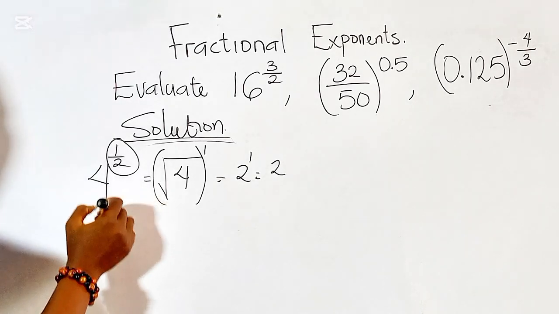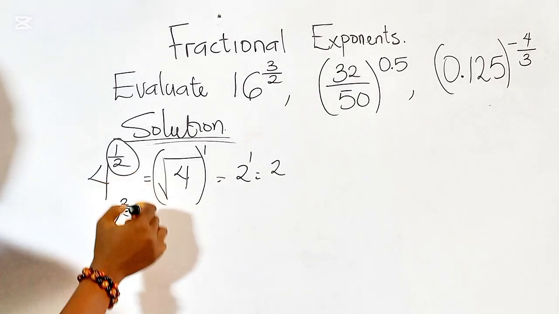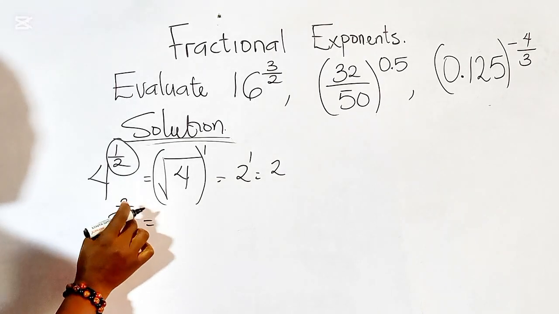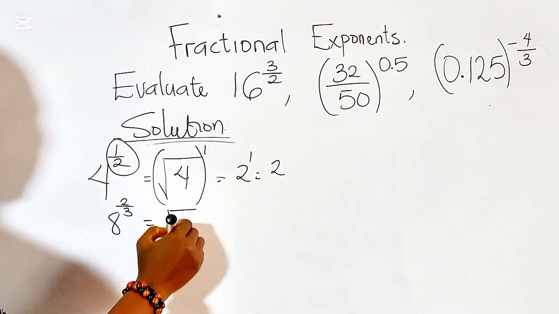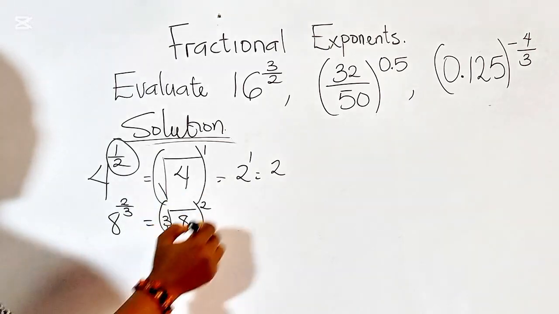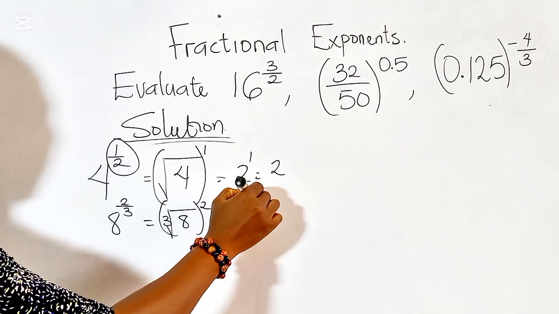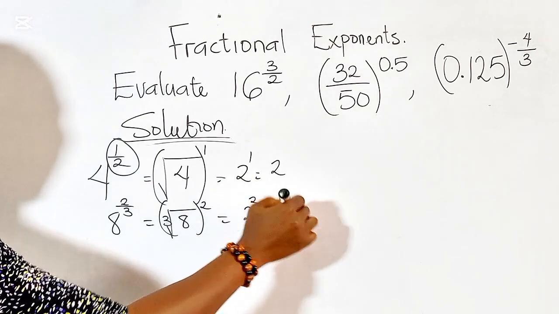If we have it as 8 to the power of 2 all over 3, we are going to find the cube root. So it's going to become the cube root of 8 to the power of 2. And the cube root of 8 is 2. Then to the power of 2, we have 4.